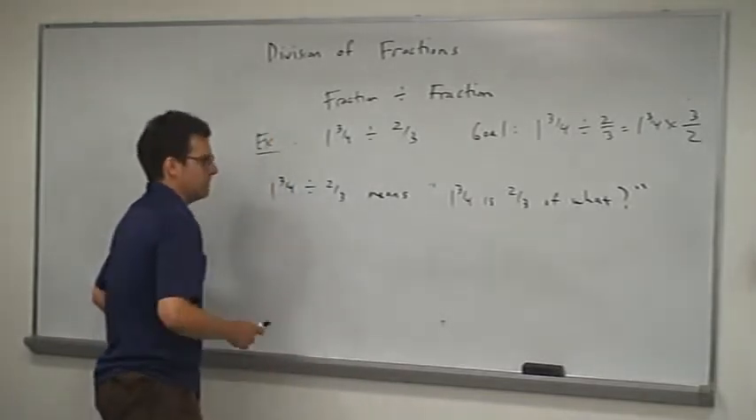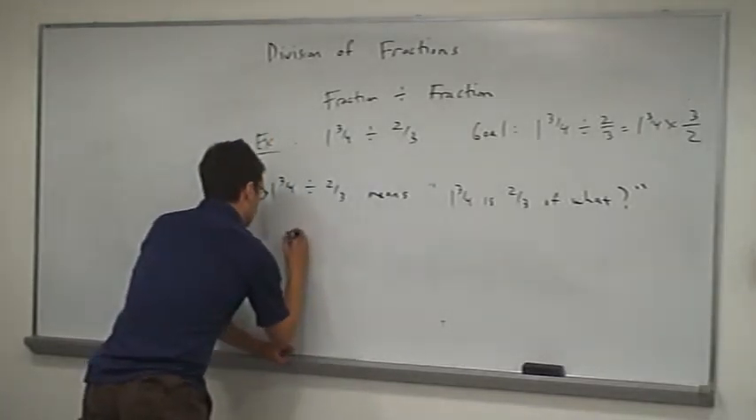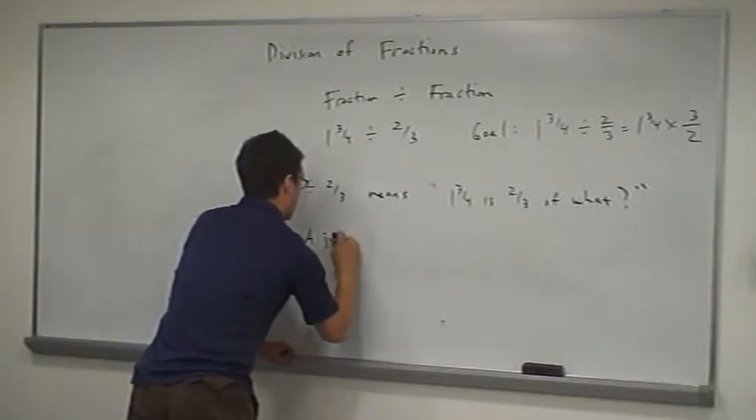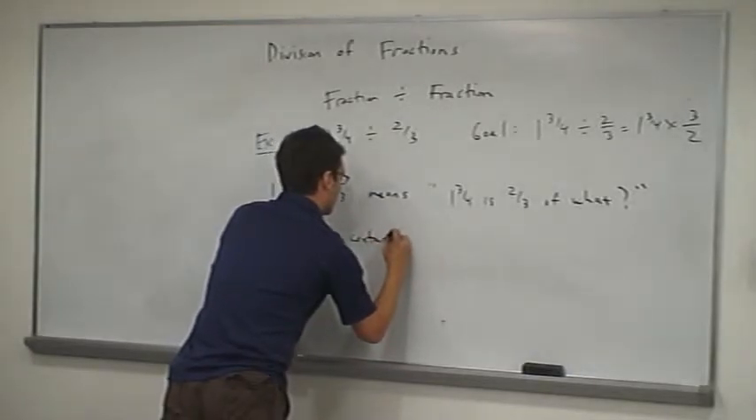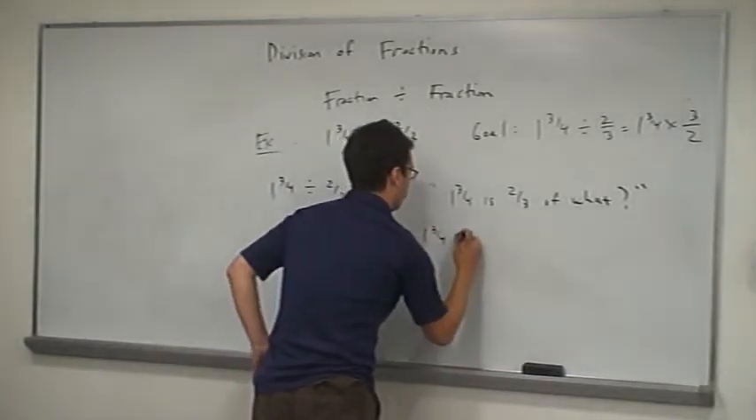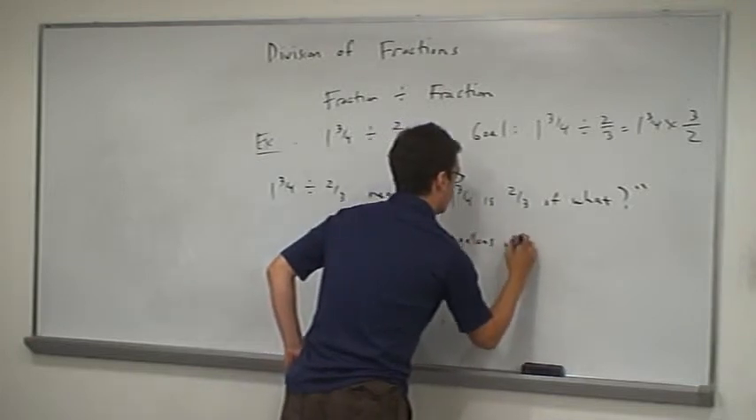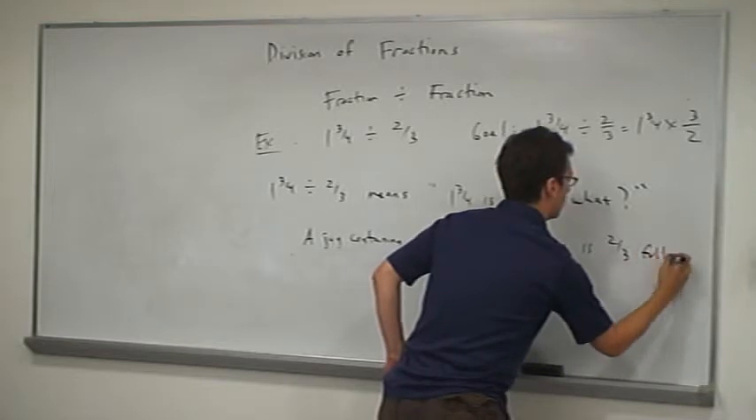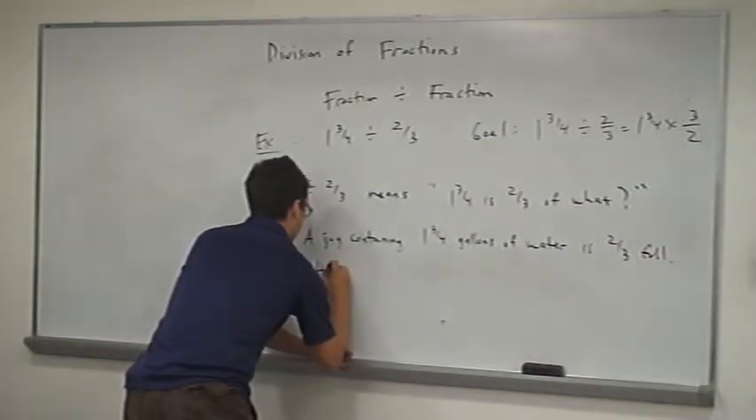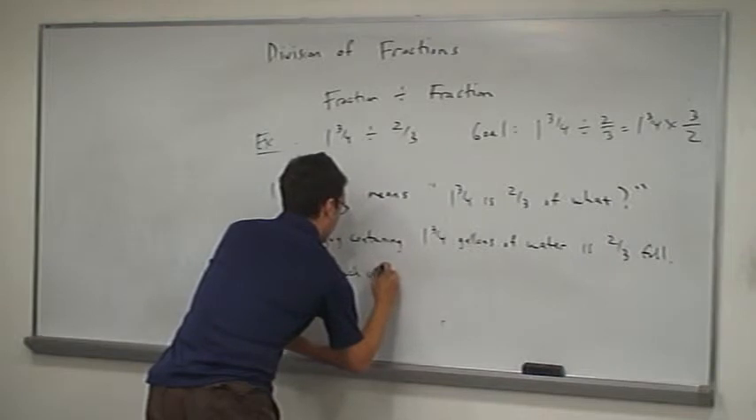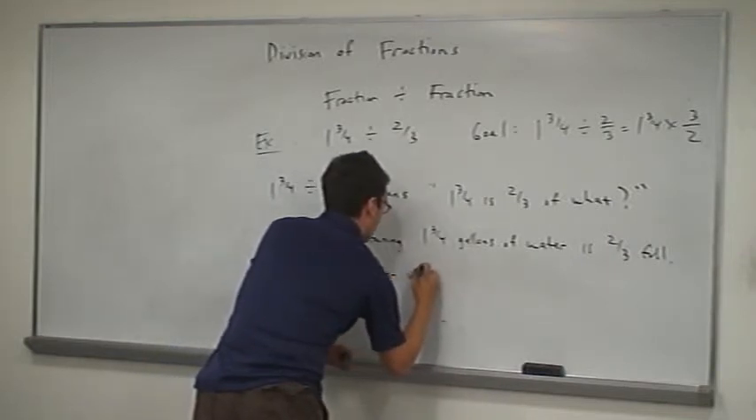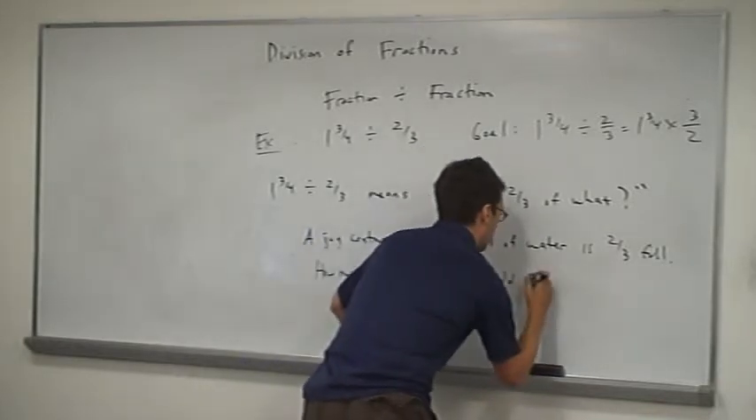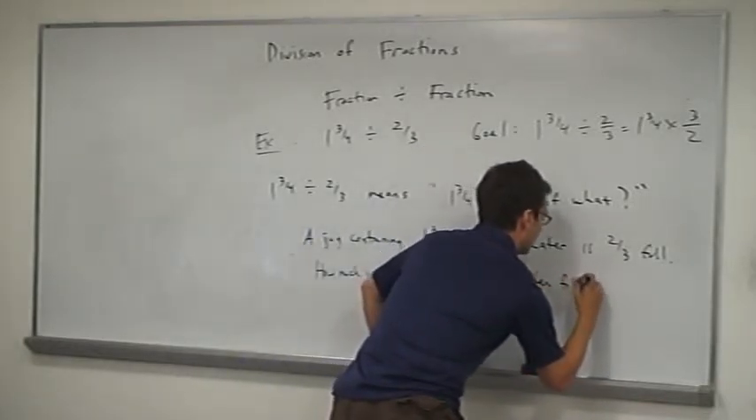So our example could be something like, a jug containing 1 3/4 gallons of water is 2/3 full. How much water would the jug hold when filled to capacity?